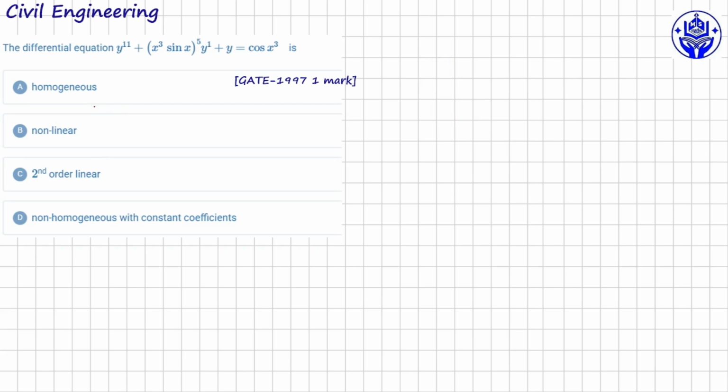Okay, next one is that the differential equation is homogeneous, non-linear, second order linear or non-homogeneous with constant coefficient. One thing is that it is saying constant coefficient, the coefficient of y is constant. No, so D is not the correct answer. What is homogeneous? Whenever you have a second order or any higher order differential equation, look at the right hand side. If my q of x is 0 here, then it will be homogeneous, but it is not 0, and it is not homogeneous.